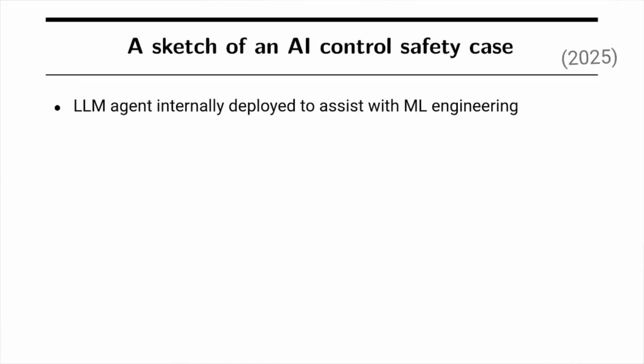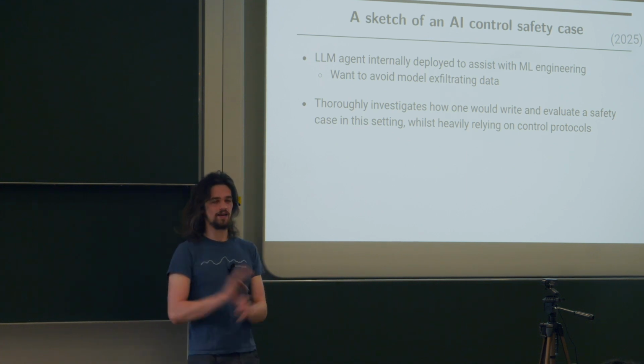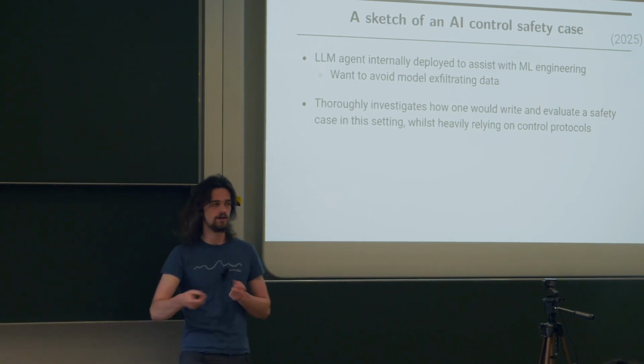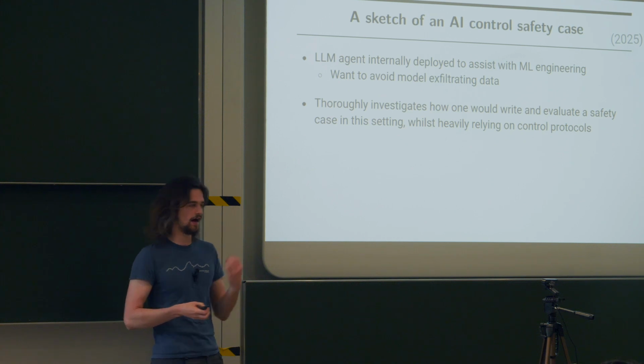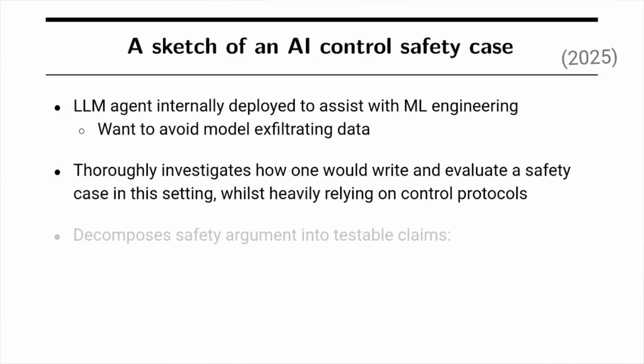And so they consider a large language model agent that is internally deployed to assist with ML engineering. And we want to avoid the model exfiltrating its own weights. And they really thoroughly investigate how you would write and evaluate a safety case in this setting whilst heavily relying on control protocols. So to be clear, they don't do anything empirical. It is entirely conceptual work. But it is, I think, very thorough and quite insightful conceptual work.